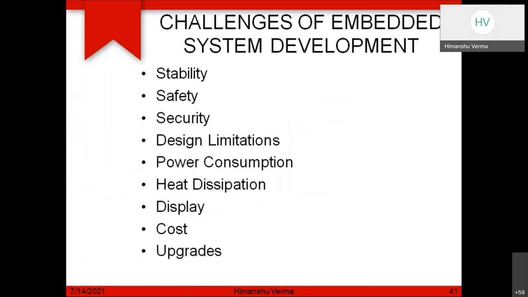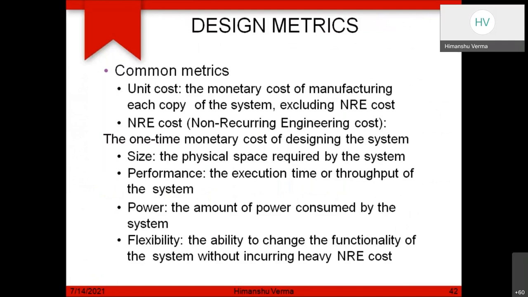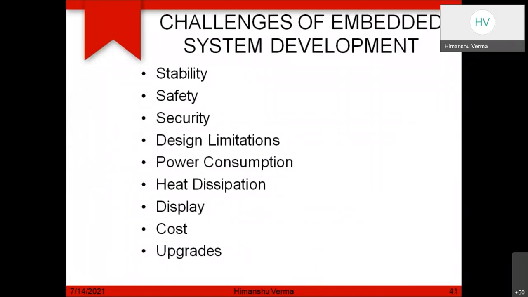Now, sir, the design challenges of an embedded system. These are some challenges while designing an embedded system. Although we have discussed some in the design phase, here are a few more challenges. First of all, we have stability. This one is a major concern for an embedded device. It is very important.